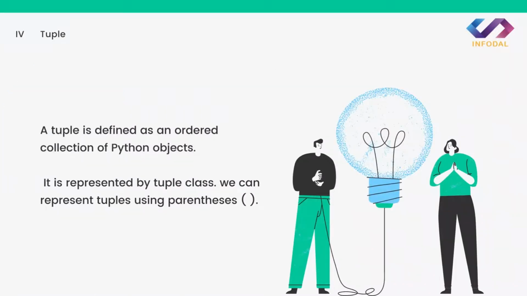Okay. Fourth, a tuple. A tuple is defined as an ordered collection of Python objects. The only difference between a tuple and a list is that tuples are immutable. As you know what mutable is, you can just reverse the meaning. That's called immutable. You cannot modify it. Okay. A tuple is represented with the help of parentheses, or you may say round brackets.